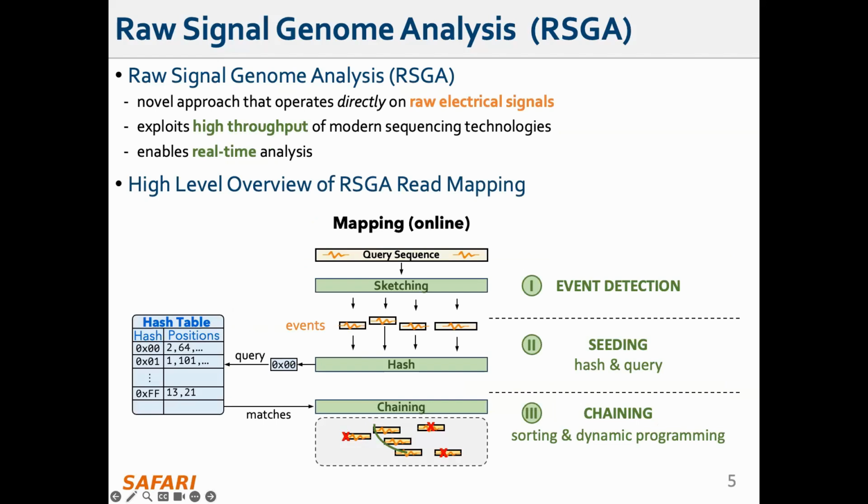And mapping can basically be split into three core steps. The first one is event detection, where the raw electrical signals are transformed into discrete events that represent segments of the signal. The second one is the seeding step, where events are compressed into hash values and then queried from the pre-built index hash table to find potential matches between the reference genome from the indexing step and the input sequence. And the last step is called chaining, where the matching seed positions are grouped to form consistent and collinear regions that represent the final alignment.